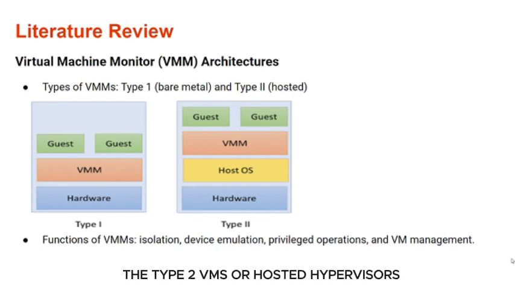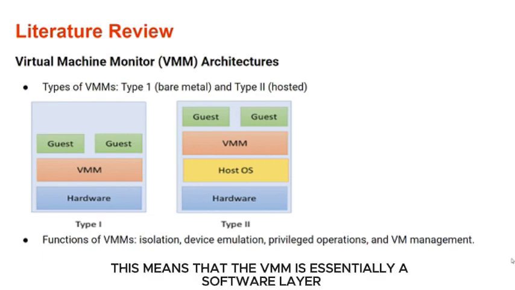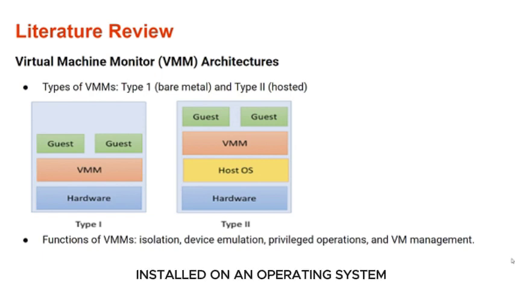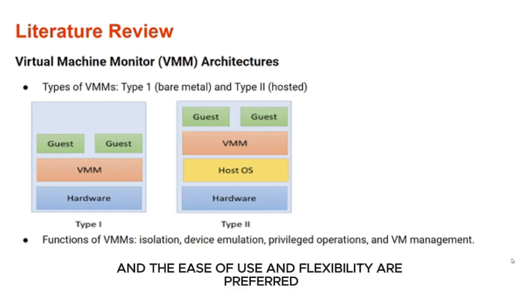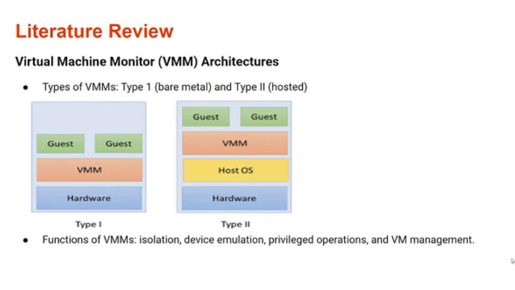The Type 2 VMMs or hosted hypervisors run on top of an existing operating system. This means that the VMM is essentially a software layer installed on an operating system such as Windows, Linux, or Mac OS. They are often used for development, testing, and educational purposes, where full isolation and performance are not as critical, and the ease of use and flexibility are preferred.